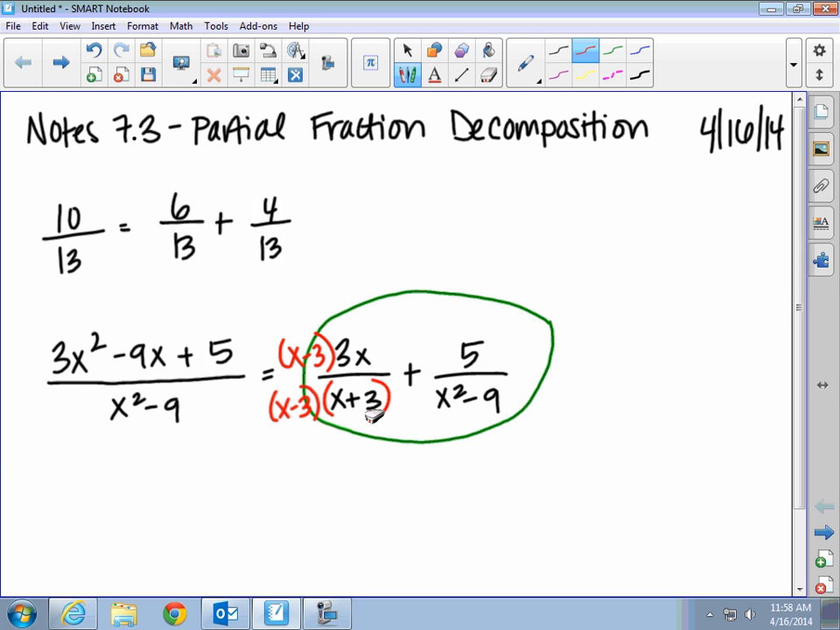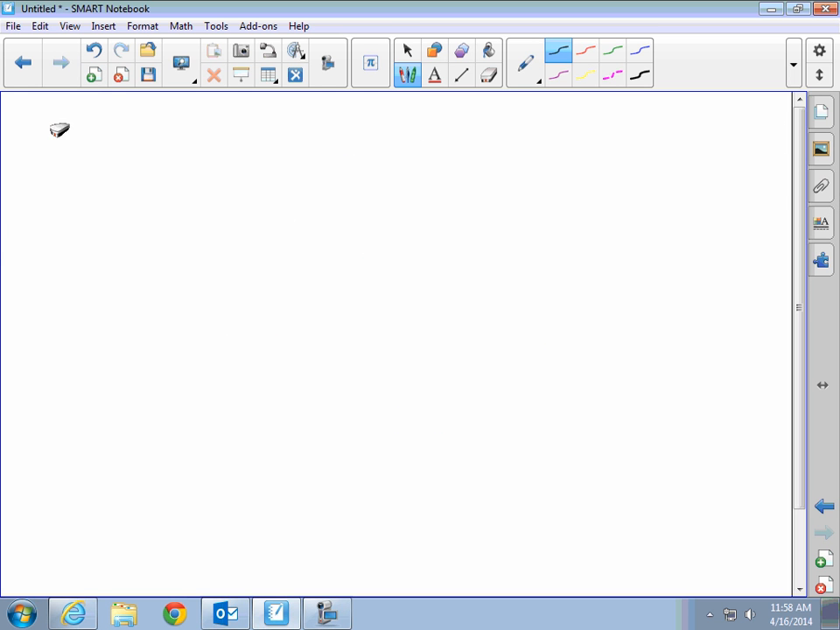So let's write down the first example, and then we'll go to lunch. Okay, so example 1, we're going to take 2 divided by x squared minus 8x plus 15.